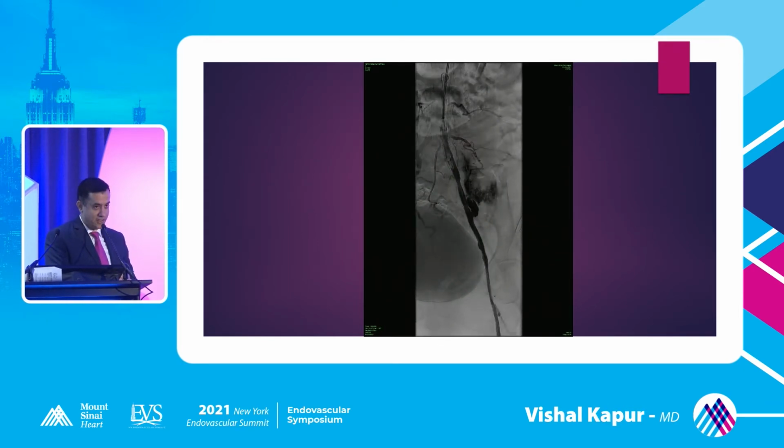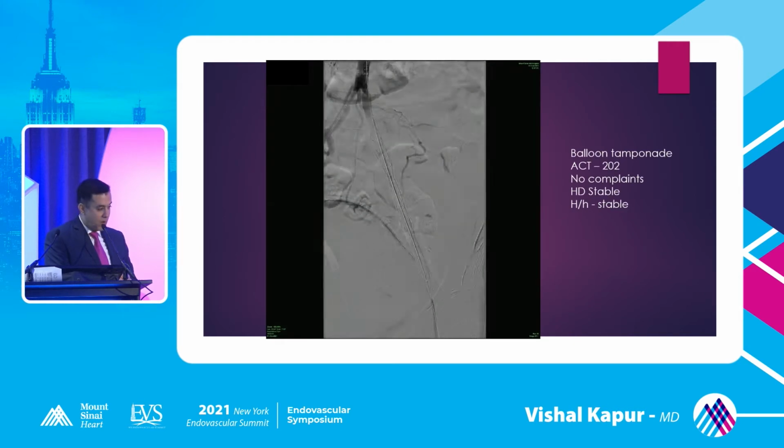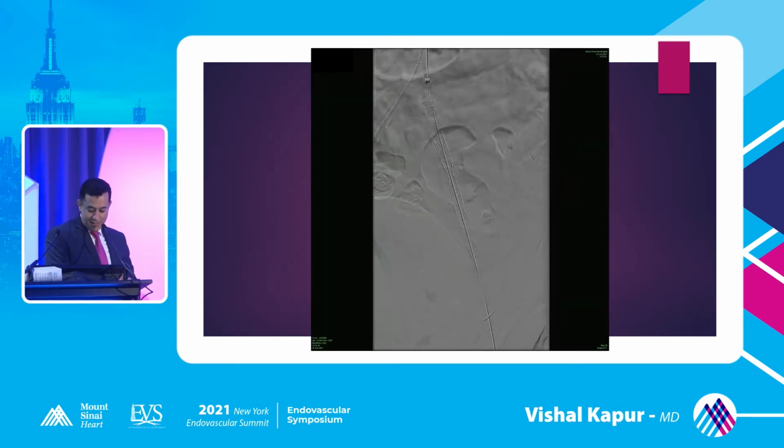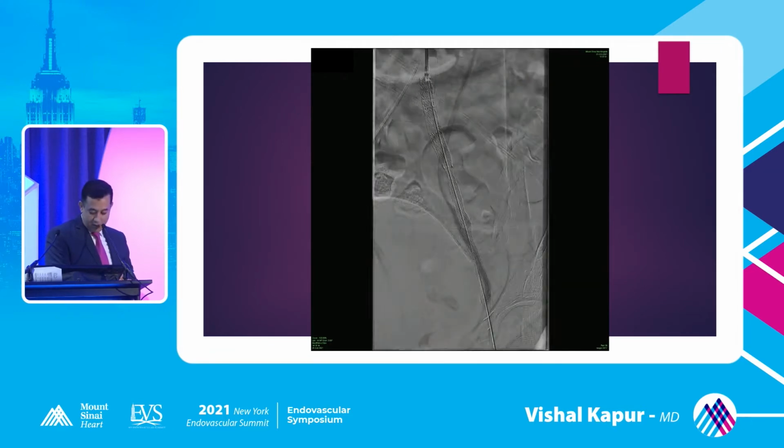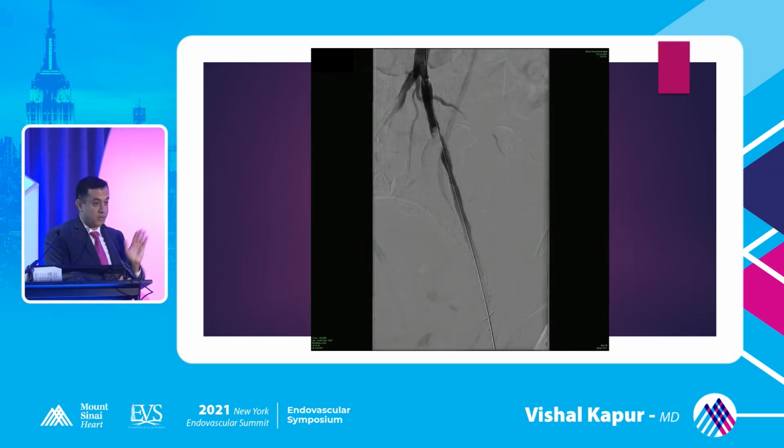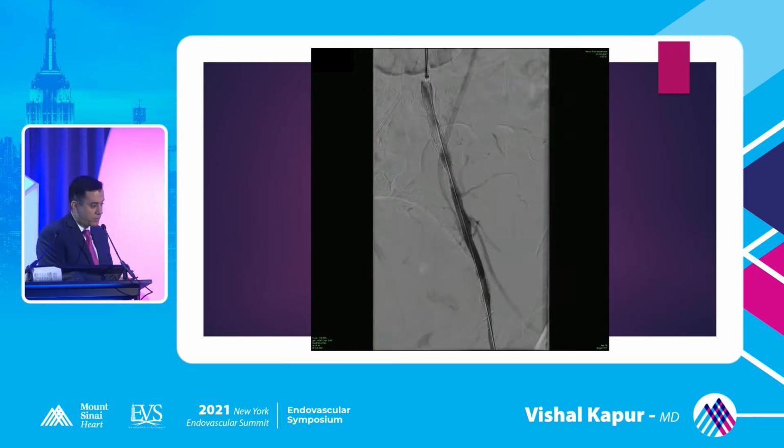And now you have a 6 French sheath. We go up with the balloon. Of course, we take the same 7.0 balloon down, balloon tamponade. We take an injection shot just to make sure we are tamponaded and there's no dye going down. And this is after the ballooning. So you can see the perforation is sealed. The patient was always stable because of quick recognition. There was not even a drop in blood pressure.